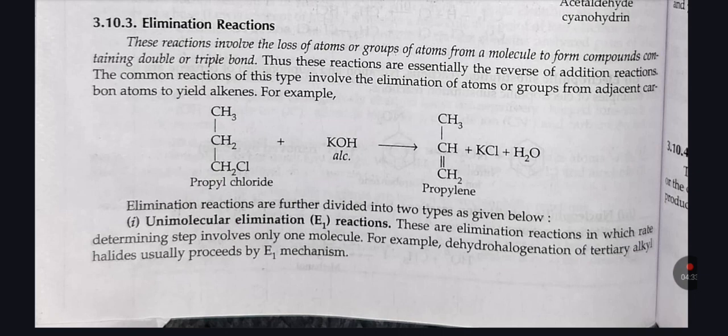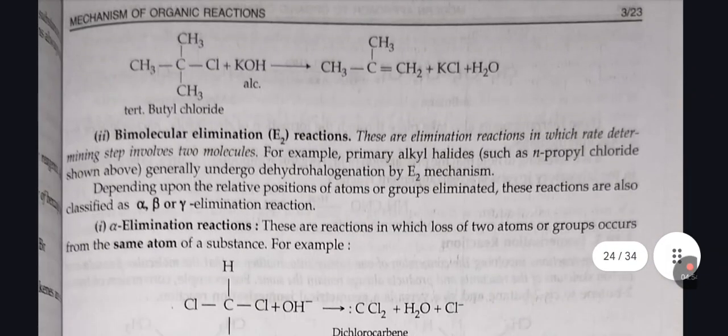Elimination reactions are further divided into two types as given below. Unimolecular elimination reaction. These are the elimination reactions in which the rate determining step involves only one molecule. For example, dehydrohalogenation of a tertiary alkyl halide usually proceeds by E1 mechanism. Tertiary butyl chloride plus alcoholic KOH will give CH3 CH3 double bond CH2 plus KCl plus H2O.